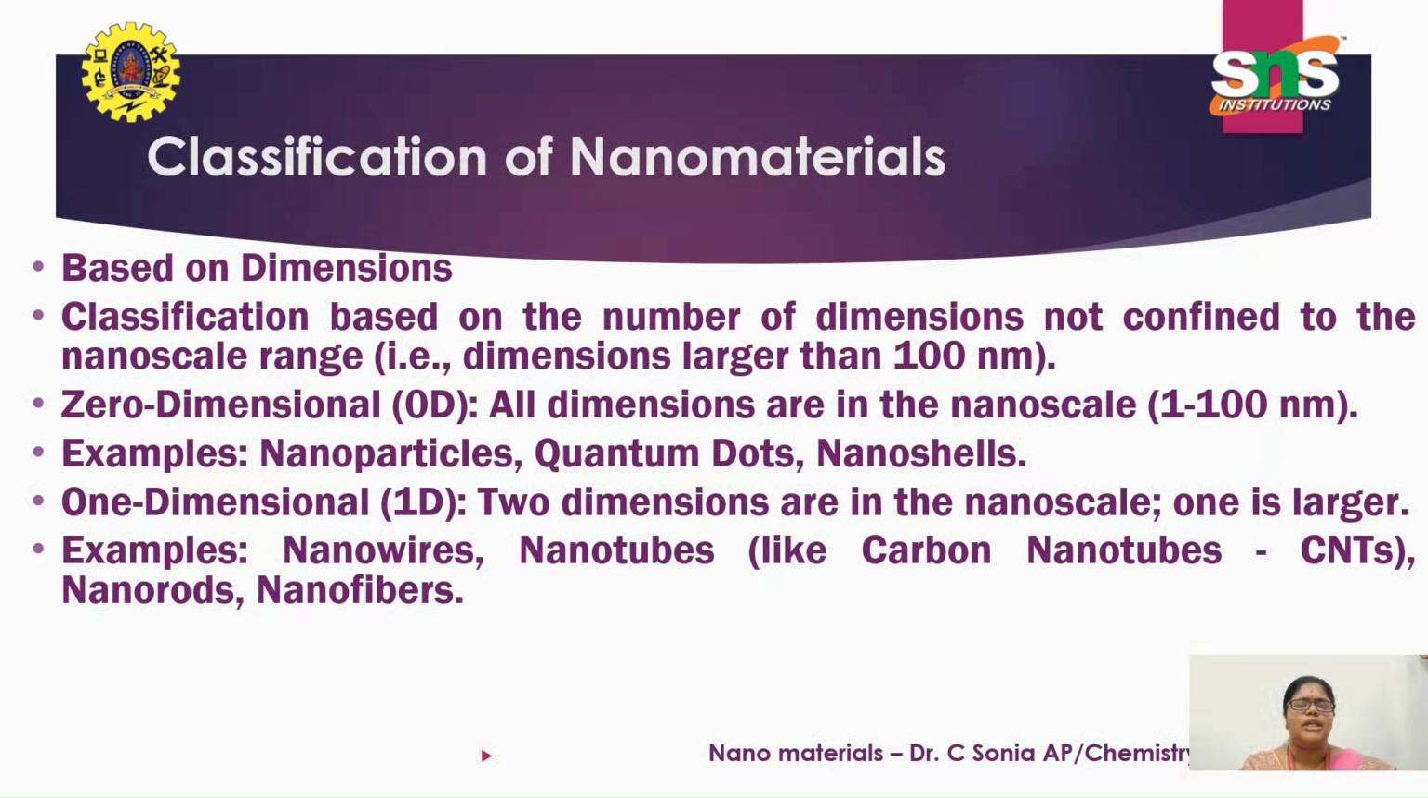Then nanotubes like carbon nanotubes, nanorods, and nanofibers all have 2 dimensions in the nanoscale range, and the third dimension will not be in the nanoscale range.